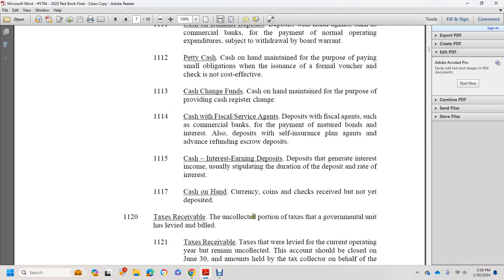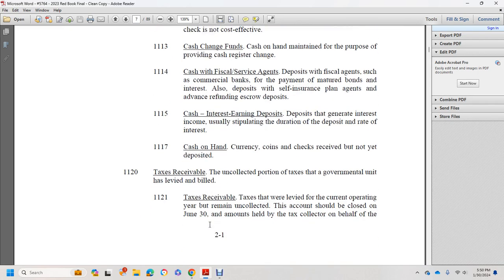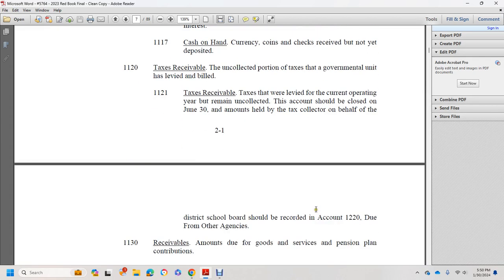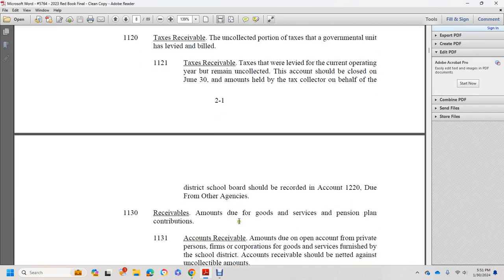1120, Tax Receivable. The uncollected portion of the tax that the government unit has levied or billed. 1121, Taxes Receivable. Taxes that were levied in the current operating year and remain uncollected. The account should be closed on June 30th. The amounts held by the tax collector on behalf of the district school board should be recorded in account 1220, Due To/From Other Agencies.